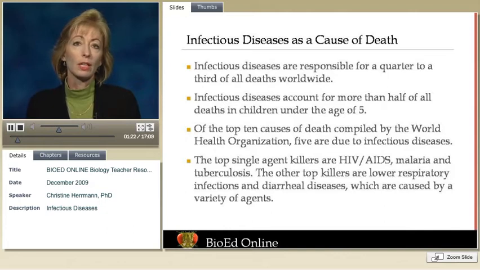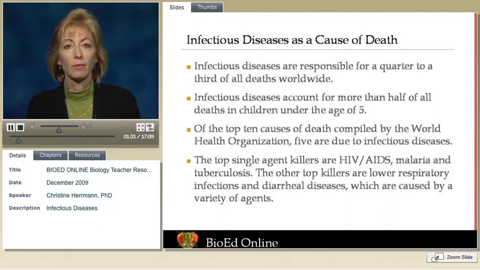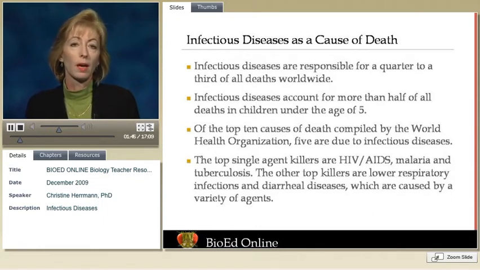Infectious diseases are a leading cause of death worldwide. They are responsible for a quarter to a third of all deaths and account for more than half of deaths in children under the age of 5. Of the top 10 causes of death compiled by the World Health Organization, 5 are due to infectious diseases. The top single-agent killers are HIV/AIDS, malaria, and tuberculosis. Other leading causes of death due to infectious agents are lower respiratory infections and diarrheal diseases, both of which can be caused by a variety of agents.